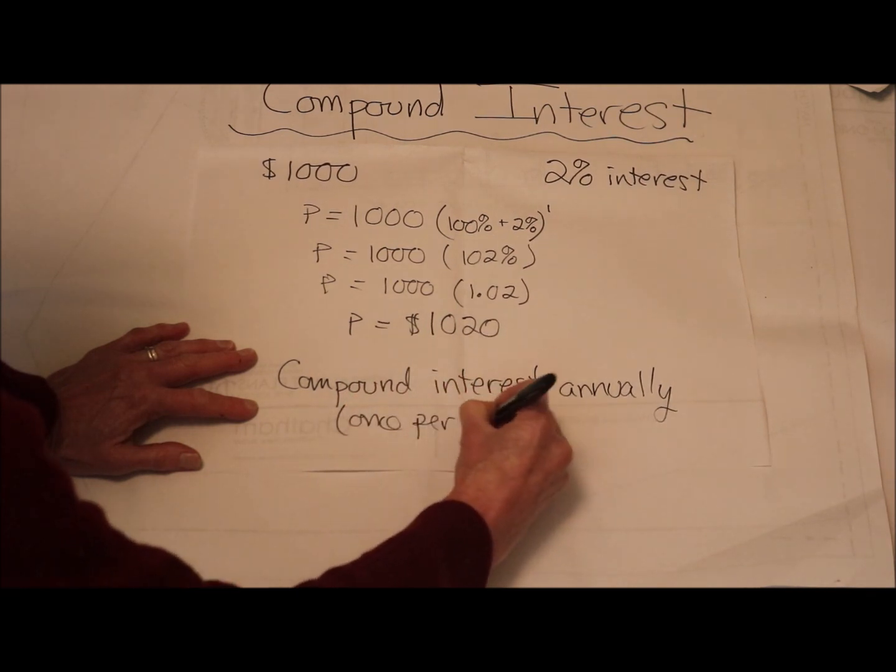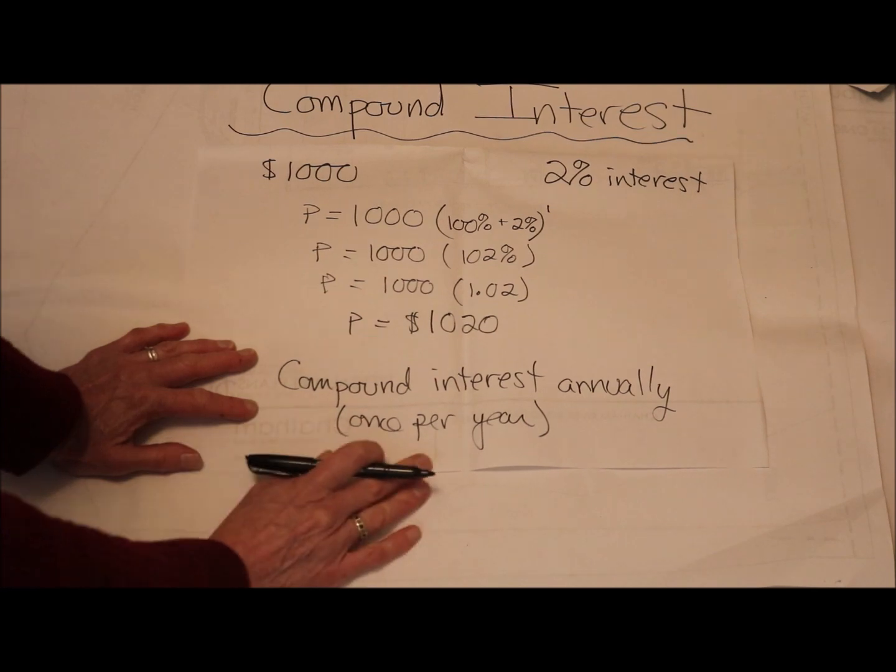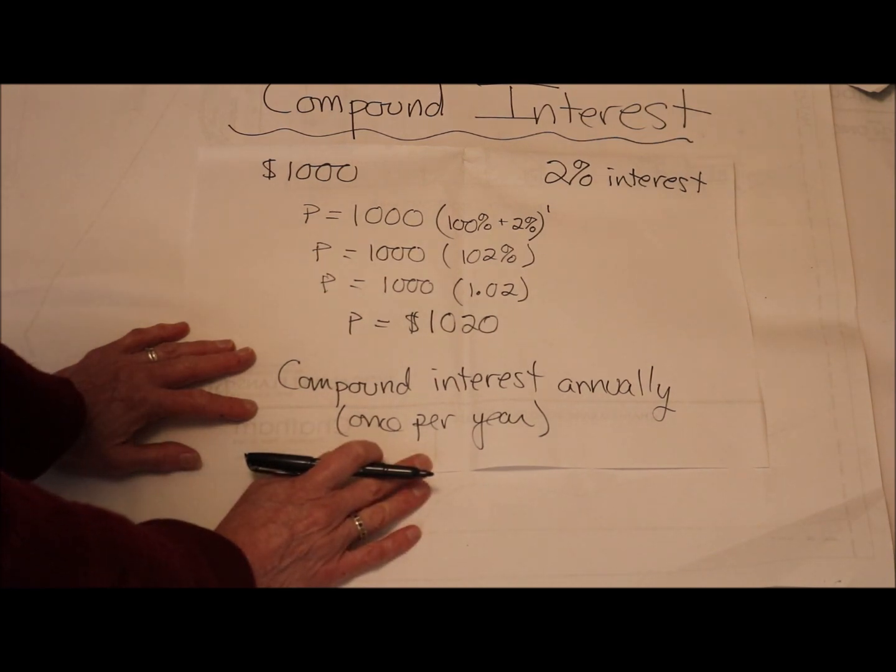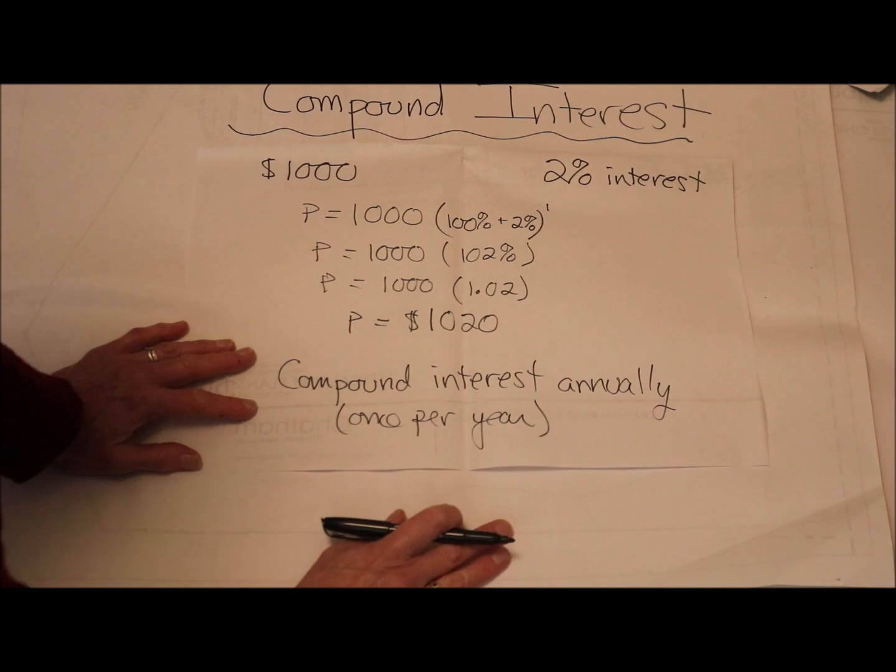Now I just said that I don't know of any banks that do this. Because what most banks do is they compound interest not just once a year, but maybe 4 times a year. That would be called quarterly. Or maybe 12 times a year, monthly. Or maybe they compound the interest every day, 365 times a year, or even more than that. That's what most banks do. So how do they do that?